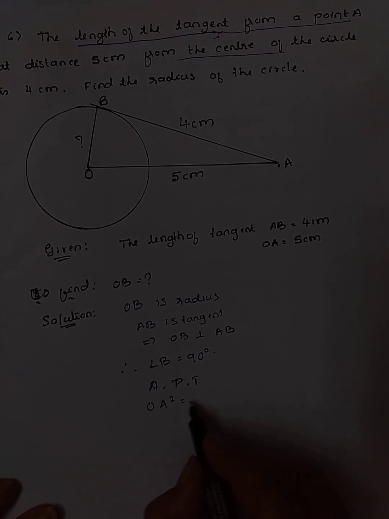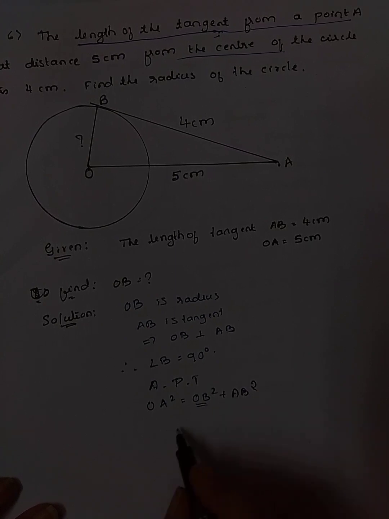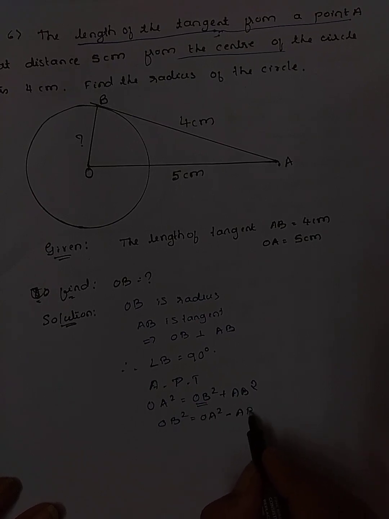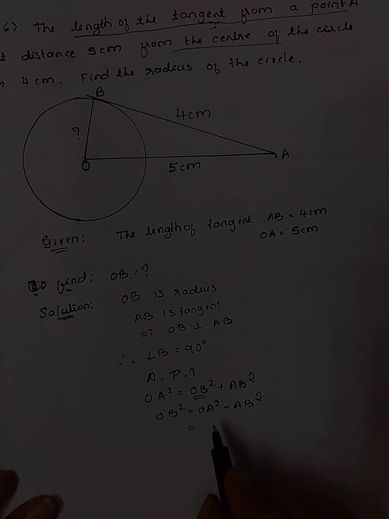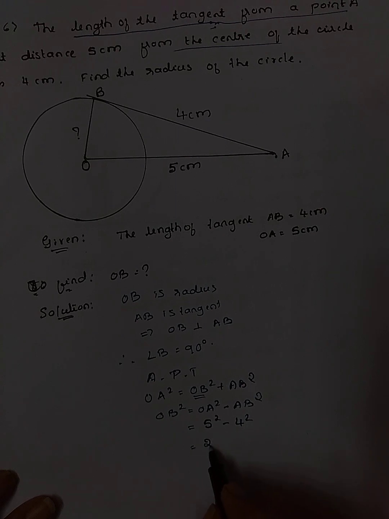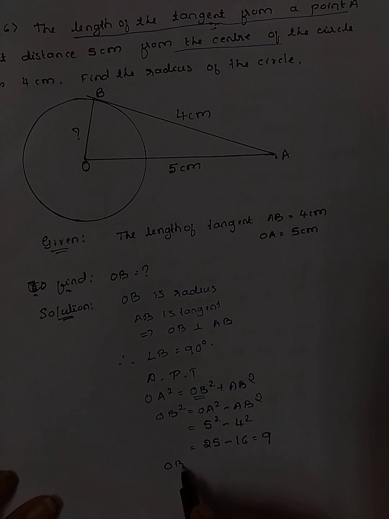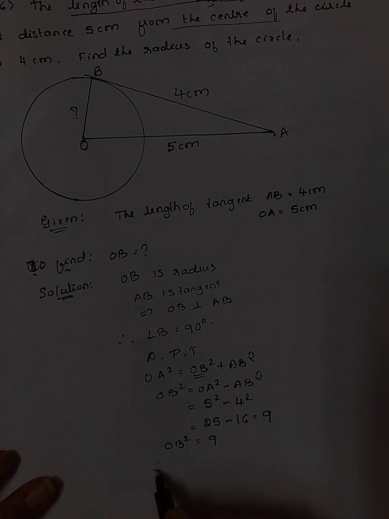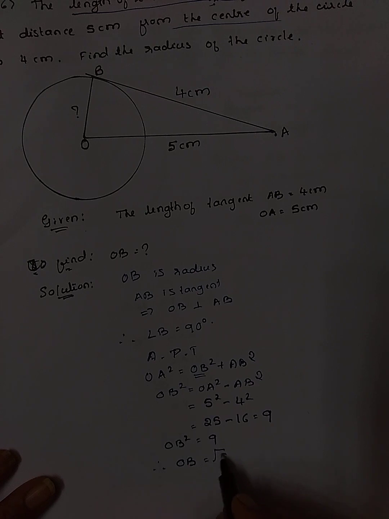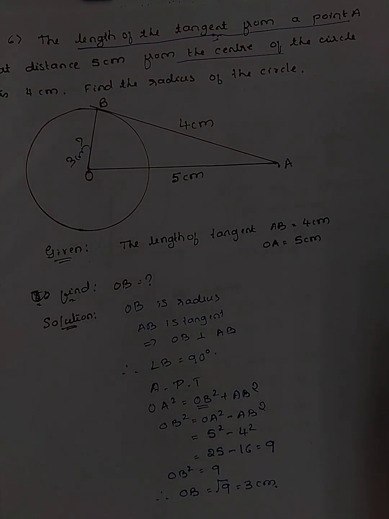OA square equals OB square plus AB square. We have to find OB square. OB square equals OA square minus AB square. OA is 5 centimeters and AB is 4 centimeters. 5 fives are 25, 4 square is 16, so the difference is 9. OB square equals 9, therefore OB equals the square root of 9, that is 3 centimeters. That is, the radius is equal to 3 centimeters.